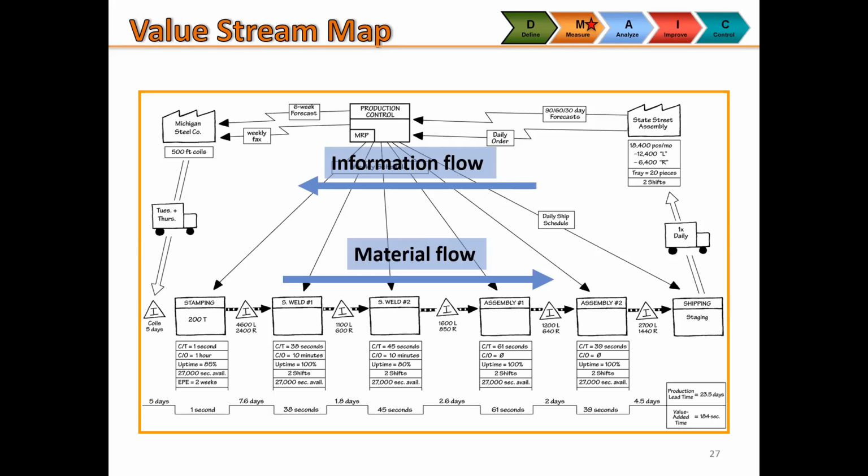This is the book Learning to See, which is kind of like the Bible for us lean knuckleheads. It's been around since, I've been doing lean 30 years. And largely it starts at the top right. This is where my customer is. The customer is State Street Assembly. In this case, the requirement is 18,400 pieces per month. And not only that, they want 12,400 left ones and 6,400 right ones. Each batch in a tray is 20 pieces. I have 2 shifts to work.